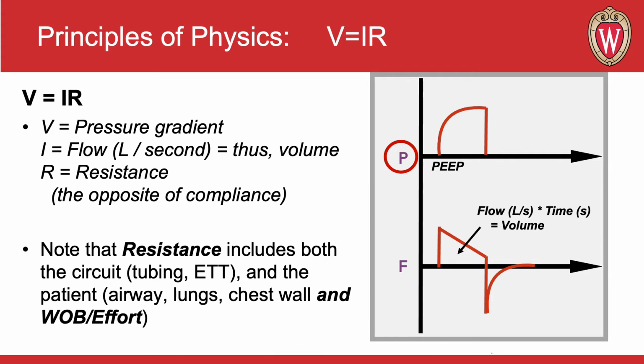And in the chest wall, which is ribs, there are muscles, and we also include work of breathing and effort when we think about V equals IR. So if the patient is using all their muscles to expand their chest wall for you, the vent doesn't have to do that anymore, and the compliance improves with regards to the ventilator.